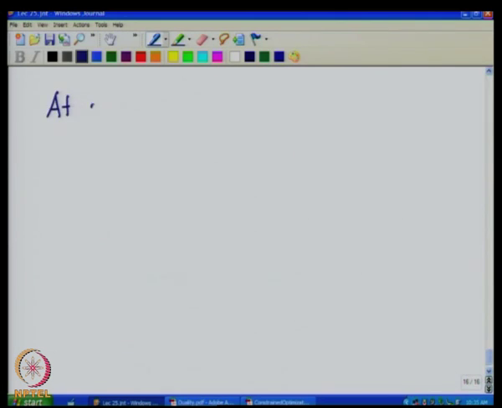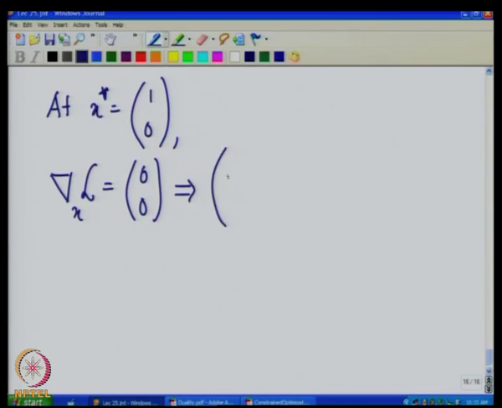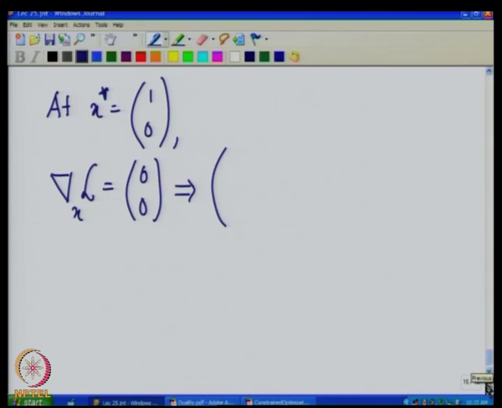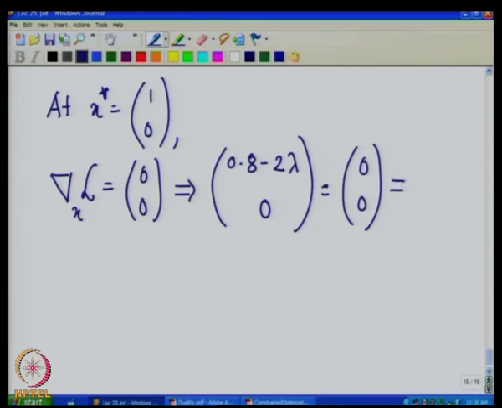So, for x star to be (1, 0), if we equate the gradient of the Lagrangian to 0, we substitute x1 equal to 1 and x2 equal to 0 in the gradient of the Lagrangian, and what we get is 0.8 minus 2 lambda and 0 equal to 0. This implies lambda star to be 0.4. So, this quantity is greater than 0, so the point (x star, lambda star) is a KKT point.